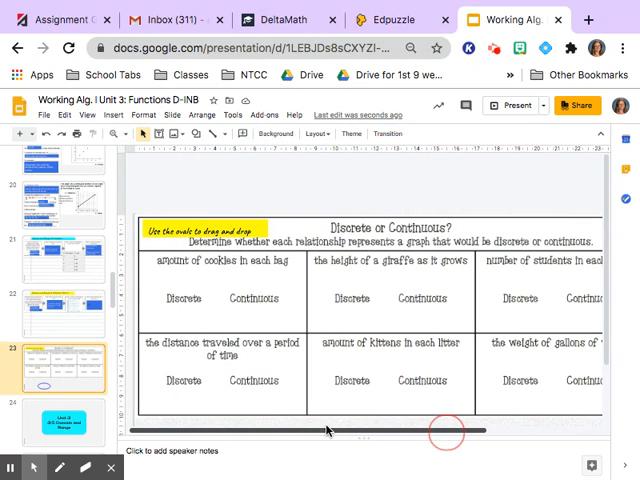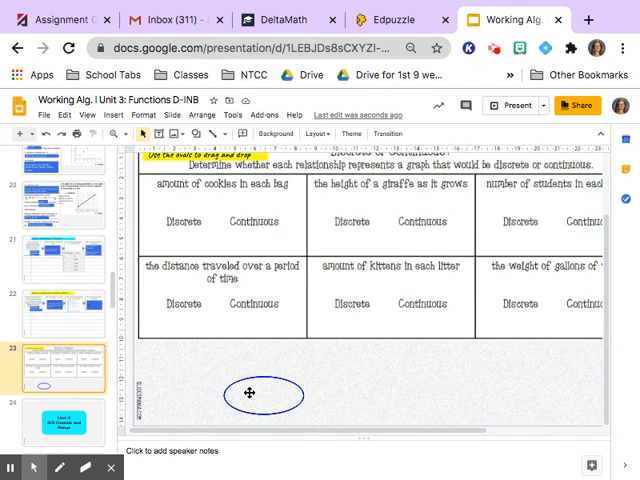All right, the last slide for today is this one. Determine whether each relationship represents a graph that would be discrete or continuous. We're going to use these little circles to decide. Remember, with discrete, we're counting things that are only whole. With continuous, we are measuring things. So let's look at the amount of cookies in each bag. Discrete. Okay, go ahead and answer these, and then we'll come back together and see how you did.